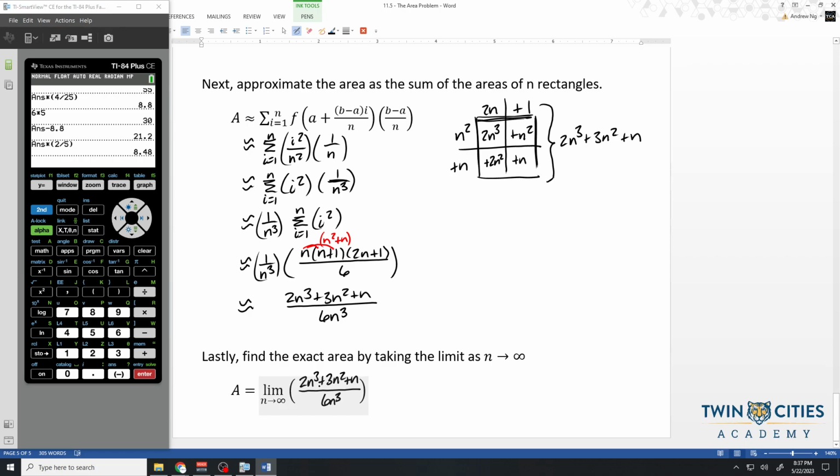But when they're equal to each other, I've got n to the third here, n to the third here, I look at the leading coefficients. This is a 2, this is a 6. This means that this is going to be 2 over 6, which reduces to 1/3. The area under the curve is 1/3.